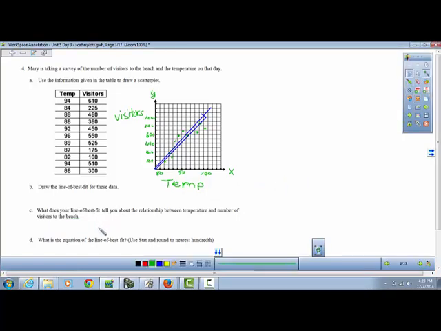When I do that, then I can really see that the relationship between the temperature and visitors to the beach is that as the temperature increases, the number of visitors increases, which gives us a positive correlation.